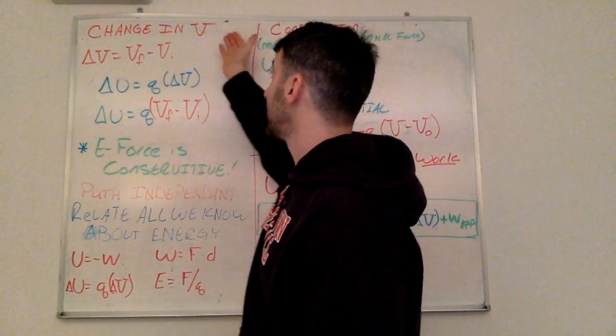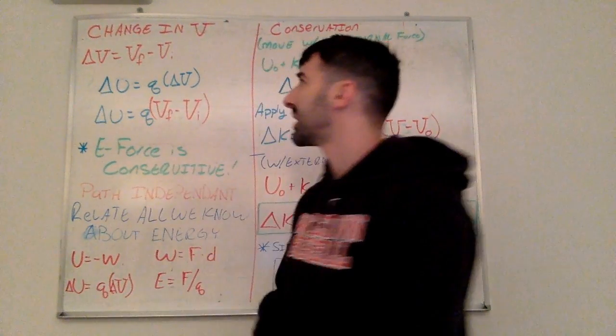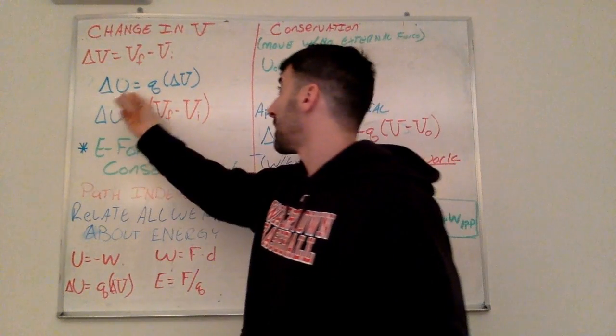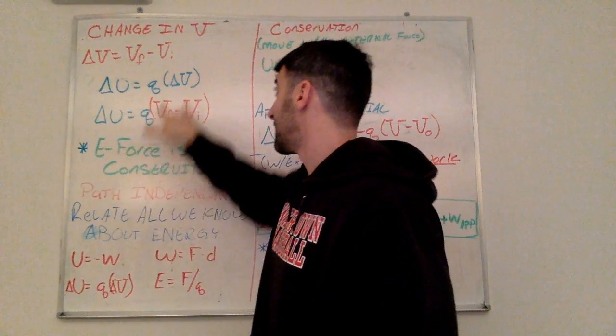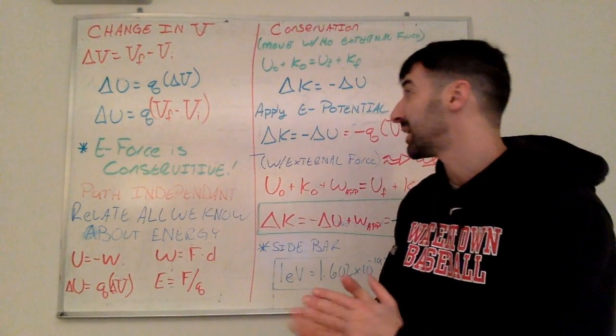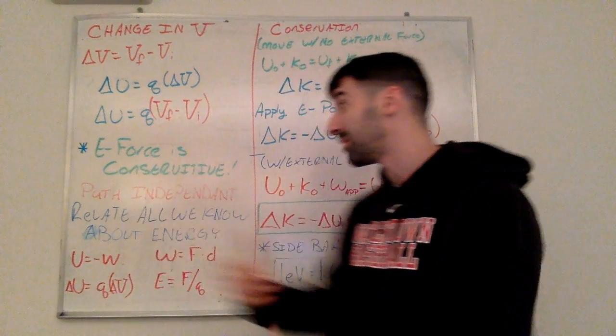Well, if there's a change in potential, very simply, like we've done everything before, I have a change in potential, Vf minus Vi, which means my change in potential energy is my charge times my change in electric potential, or charge times Vf minus Vi. Now remember, the electric force is conservative. This is going to be very helpful to us.